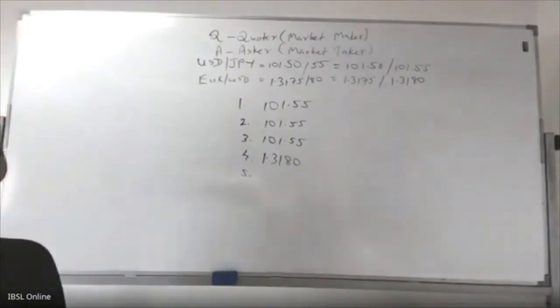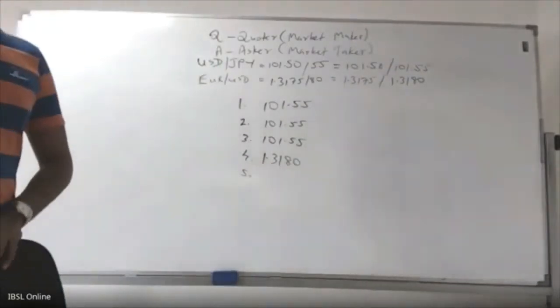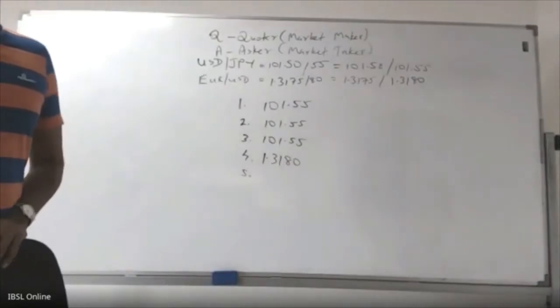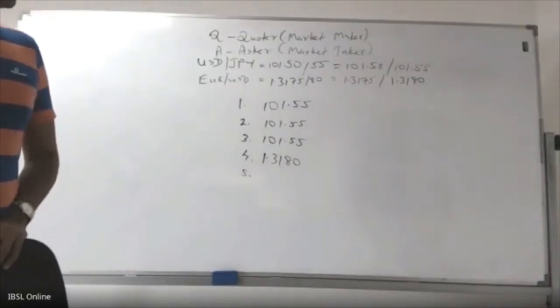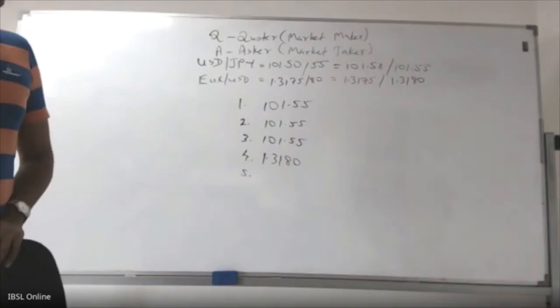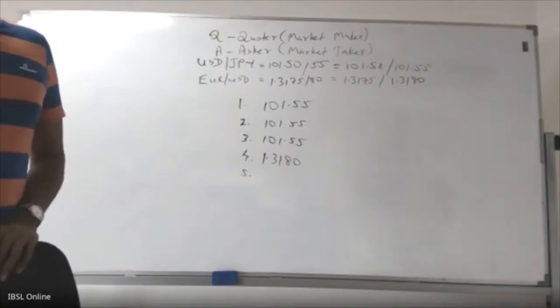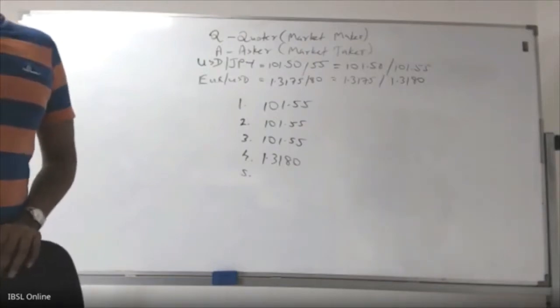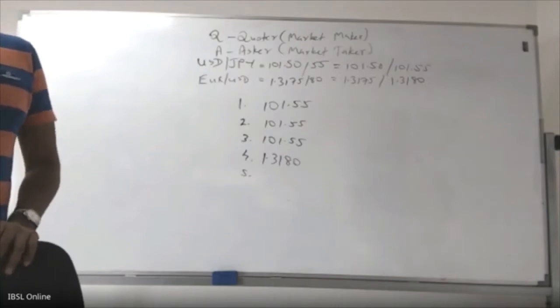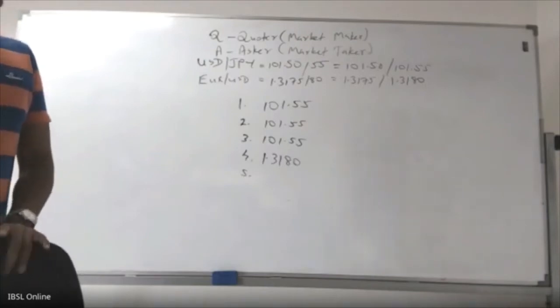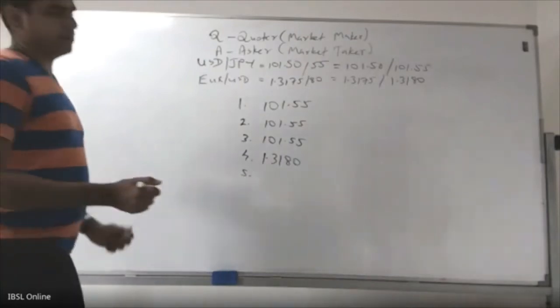Question number 5. At what rate will the asker sell euro on euro dollar? Asker will sell euro. Euro is the base. He will sell the base at the bid, 131.75.